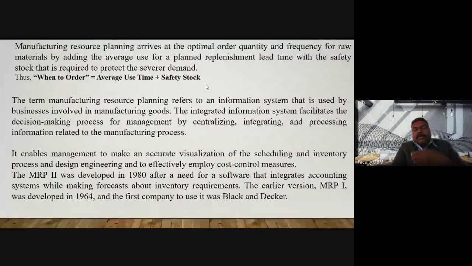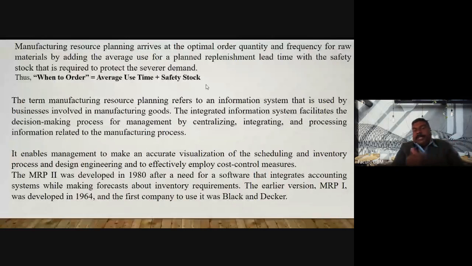It enables management to make an accurate visualization of scheduling and inventory processes and design engineering, and to effectively employ cost control measures. Engineering here is what you would have studied in your second semester subject, business process re-engineering. A project is formed, again it will be re-engineered and made effective, making effective, innovative products, and controlling the measures, that is quality control and cost control will be done. So effectively that will be done in this process. And MRP2 was developed in 1980.